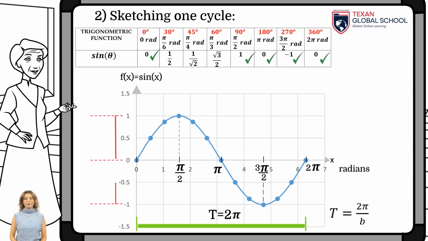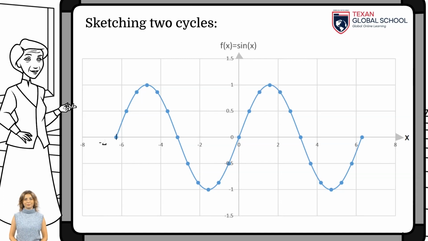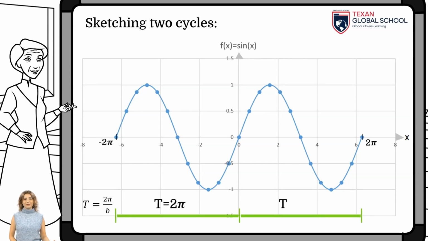The numerical coefficient of the function determines the amplitude. In this case, the amplitude is 1. Now, let's sketch 2 cycles. We can graph a cycle backward or forward. Graphing a cycle backward, simply take the same values of x, but negative, and add the function. We can see that the period is the same, 2 pi. For this reason, these types of functions are called periodic. The amplitude is the same, in this case equal to 1.